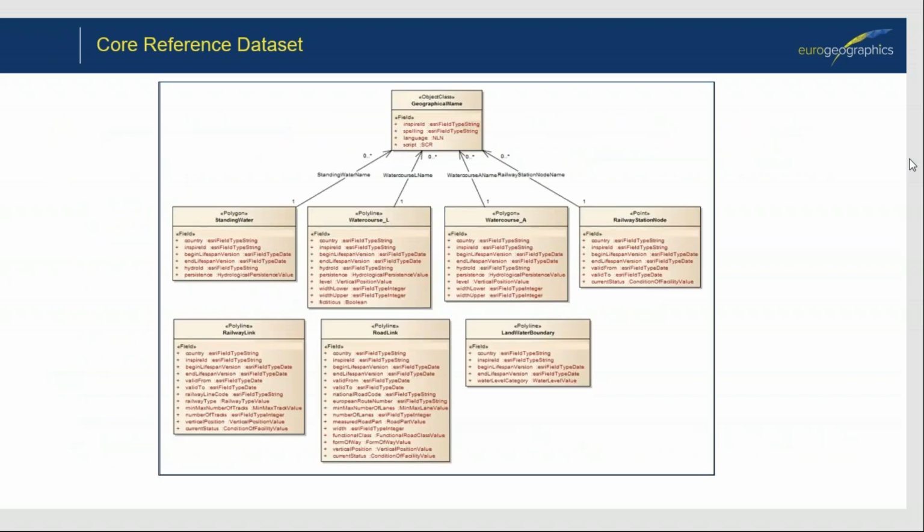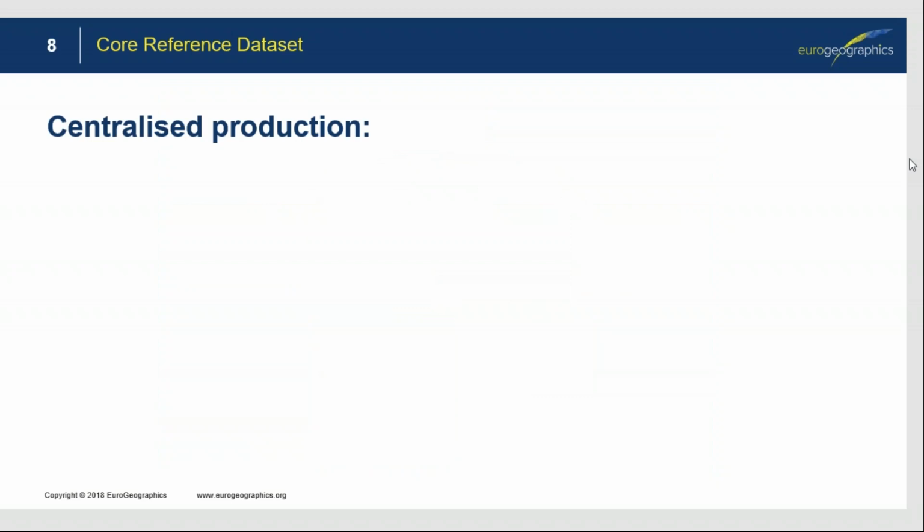Keeping all that in mind, it gives us a very simple data model. Only those feature types that have a name are connected to the geographical name table, but everything else is just simple tables. As I said, we have the centralized production as another option to make it a data set that is easier to use. At the moment, it's done by us at BKG.